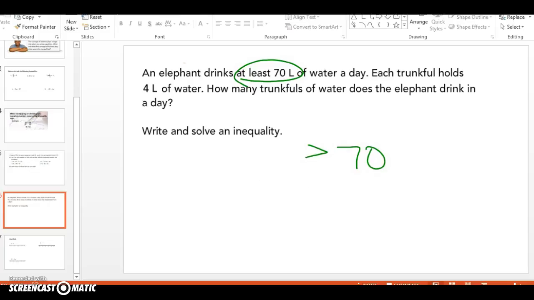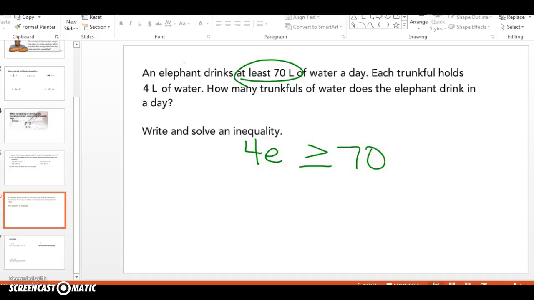Then I decide whether I need the line underneath it. So what do you think? Do I put the line under it? He can drink exactly 70. Good. What's the other side going to look like then? A variable times 4. So let's just put 4e for Mr. Elephant here. And there's our equation.